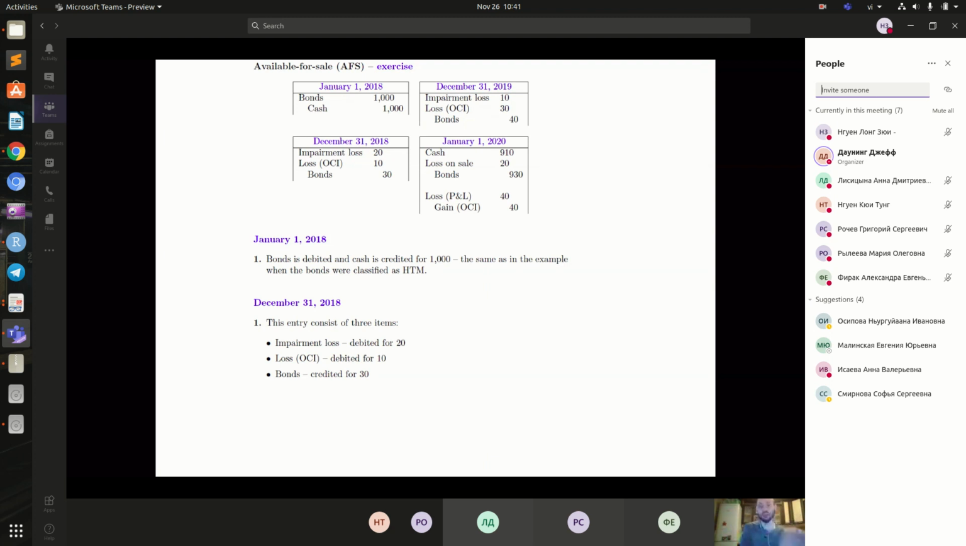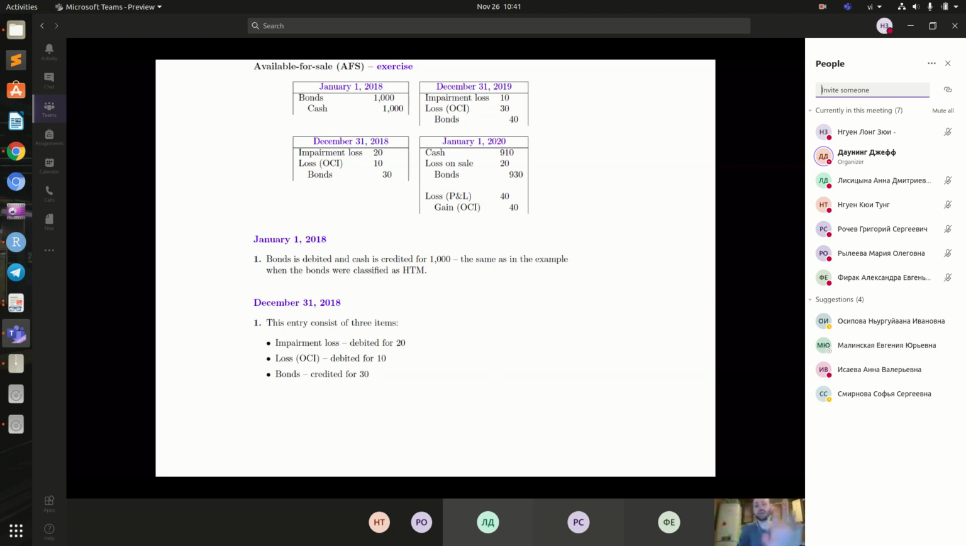The other 30 minus 20, or 10, was recognized in OCI, hence lost OCI 10. It's the same type of thing for 2019. For 2020, we have two journal entries from the sale of these bonds. First, we de-recognize the bond and recognize a loss on sale.